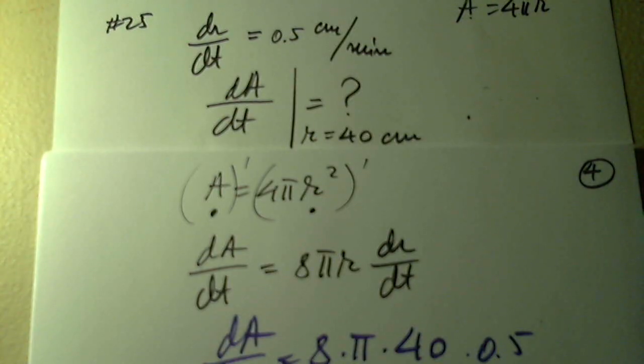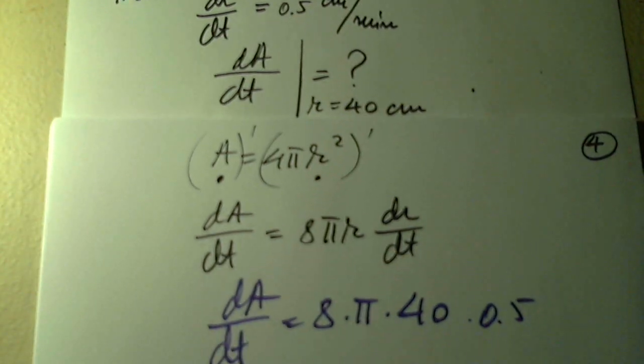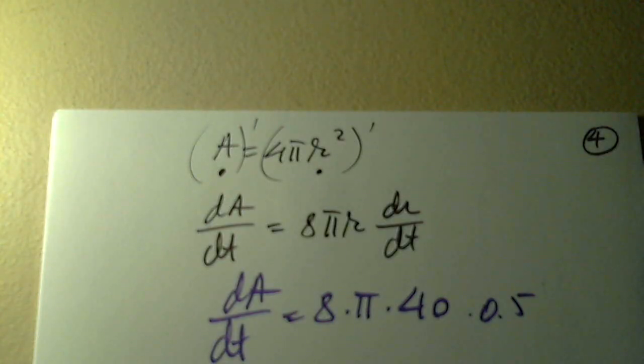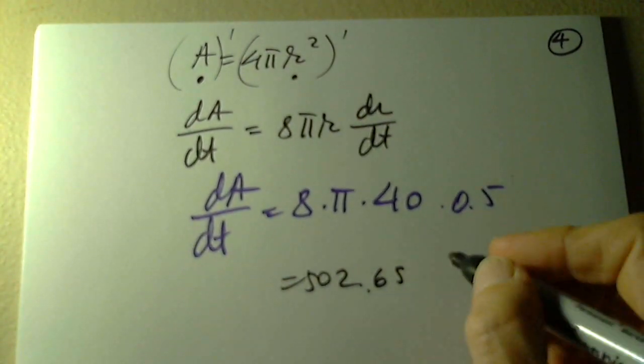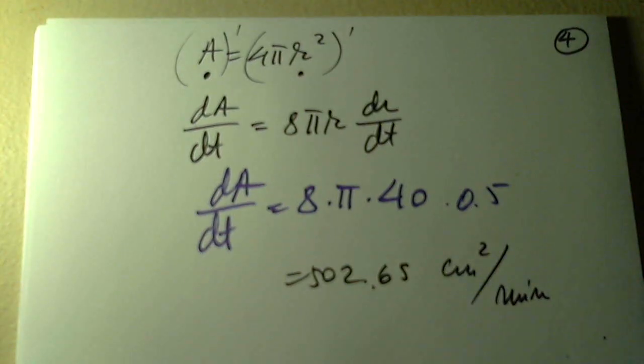So we have 8, and we have pi, and we have 40. It's 40 divided by 2. I could have entered 20, but that's okay. So for 8 times pi times 40 times 0.5, we get 502.65. Good. Measurement unit. Is it centimeters squared per minute? Excellent. Area. That's it.